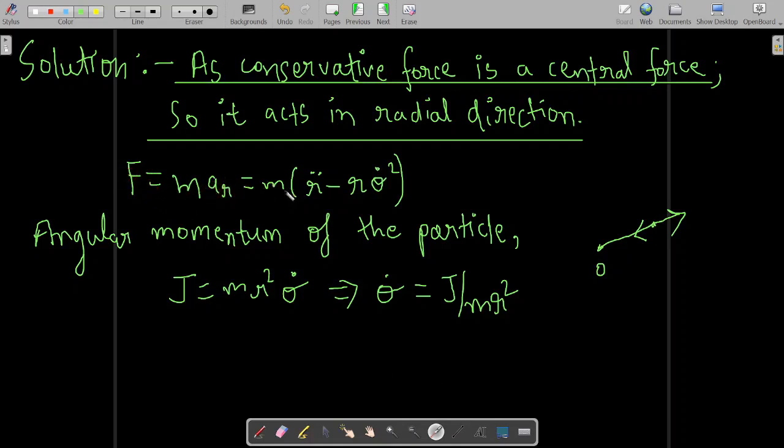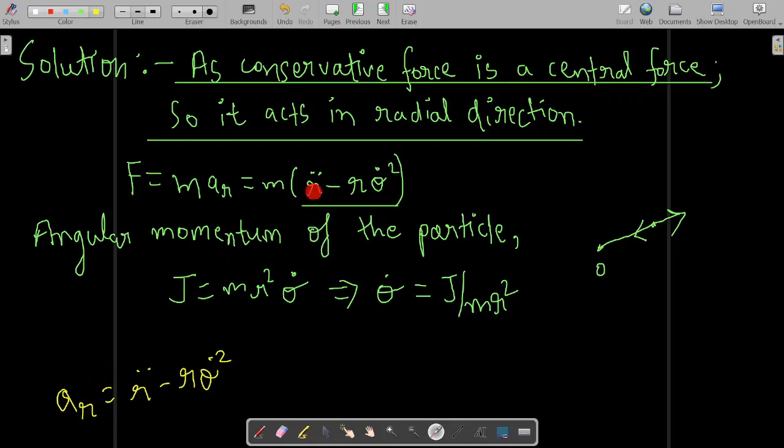a_r means radial acceleration. The formula for radial acceleration we have already learned in the lectures, that a_r equals r double dot minus r theta dot square. You already have learned this in the lectures. The derivation of this particular formula, that a_r equals r double dot minus r theta dot square, we learned in the lectures. If you watch the lectures carefully, you will come to know. I have taught this particular fact to you.